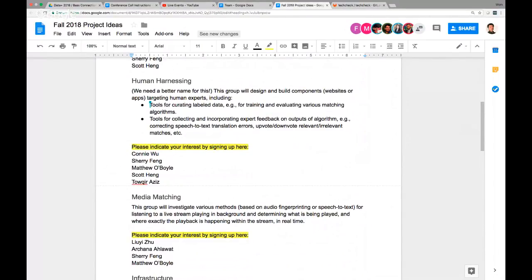So I'm thinking about merging these two into one task force, if you will, because in some sense it's dealing with human interaction in some way. Media matching is also in support of the end user using our services. So I'm thinking about just combining these two into one group.